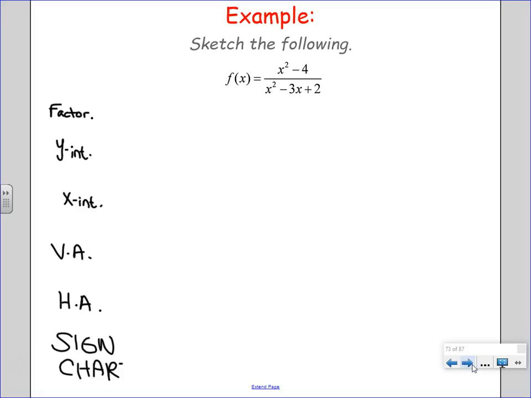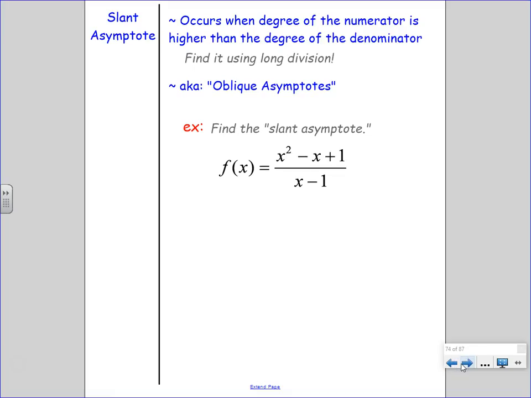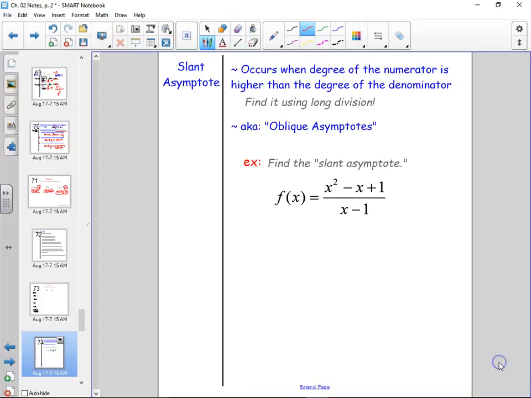What? Hold on, come back. Pause. This is the end. We're done after that. See? Oh, let's do him first. He's easier. Let's do a slanty one.